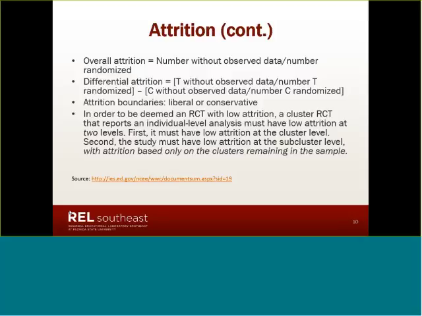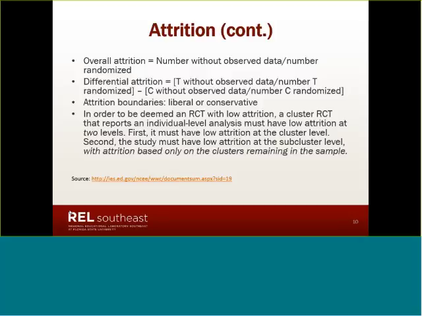So in order to be deemed an RCT with low attrition, another thing to know before we look at the next slide that shows these attrition boundaries: a cluster RCT that reports an individual level analysis must have low attrition at two levels. First, it must have low attrition at the cluster level, and then second, the study must have low attrition at the subcluster level, with attrition based only on the clusters remaining in the sample. And that's done so that the study doesn't double penalize for cluster level attrition.